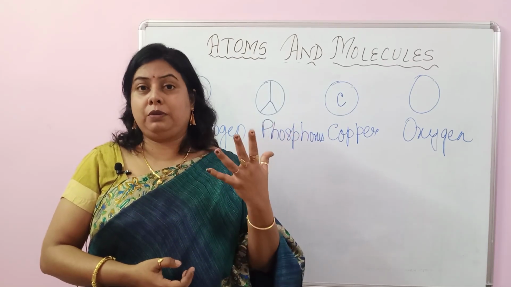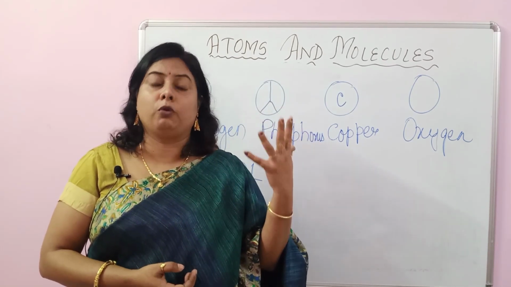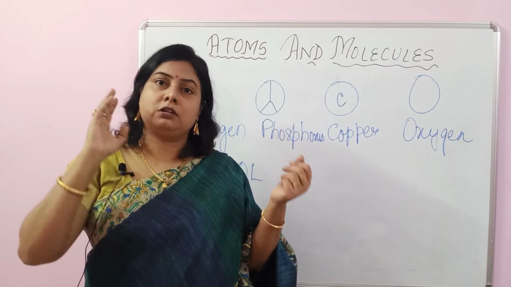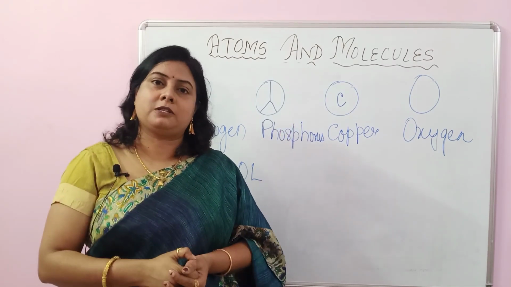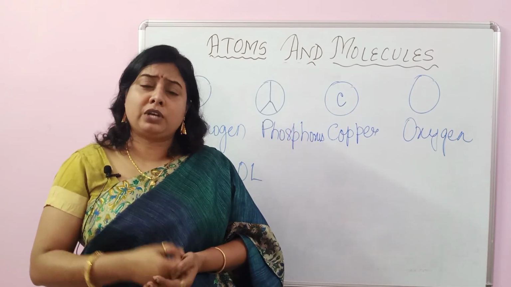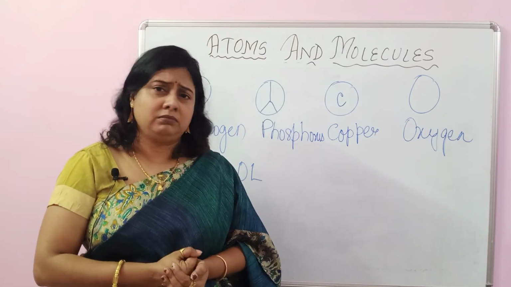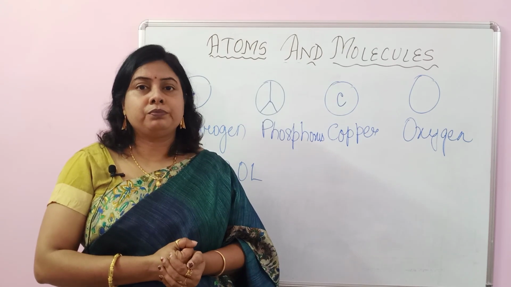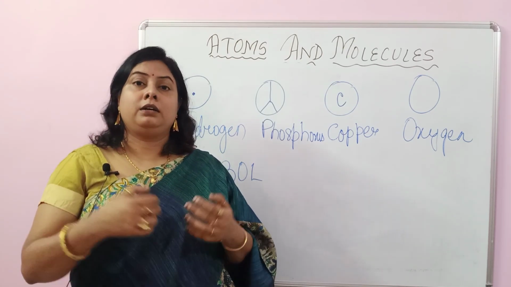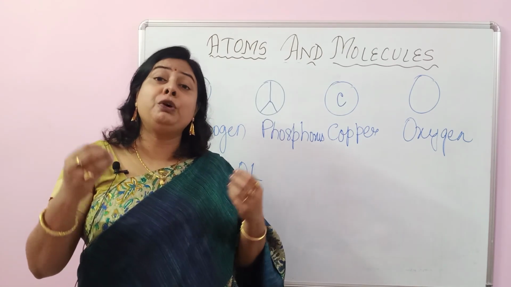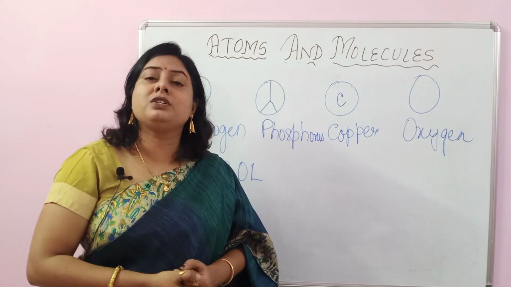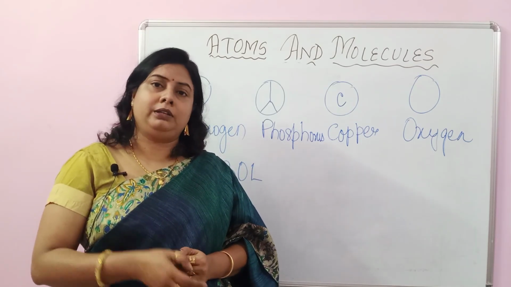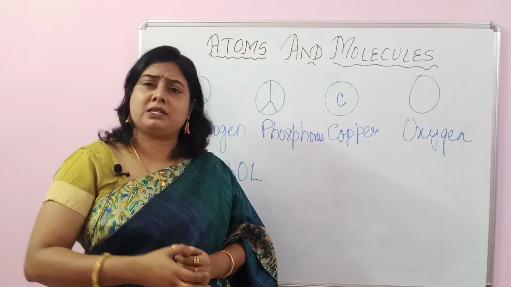1.673 into 10 to the power of minus 24. How many zeros? Count yourself, that many grams. So can you actually measure it? No. So what to do? We need a new unit which is suitable for measuring the atomic mass.